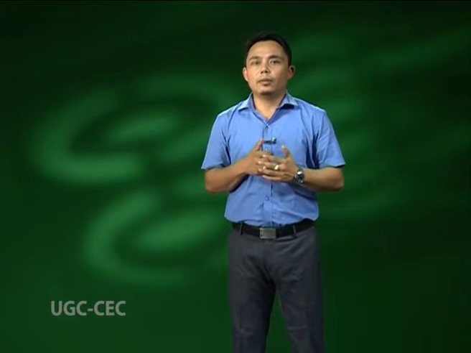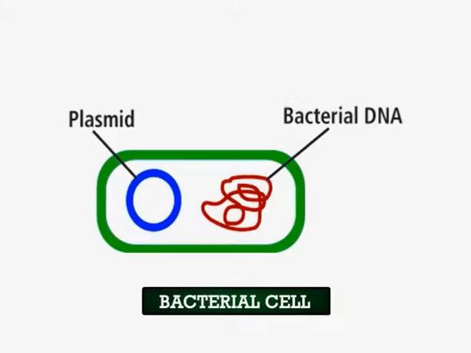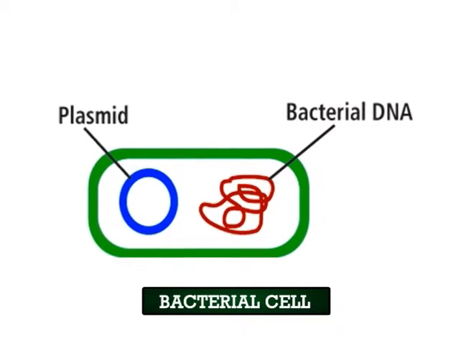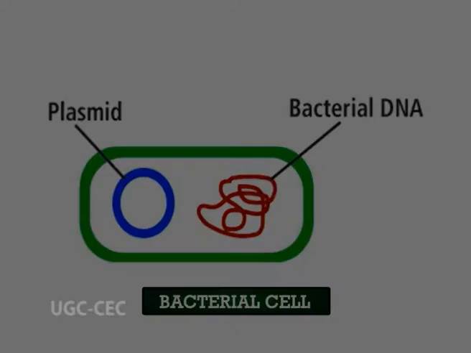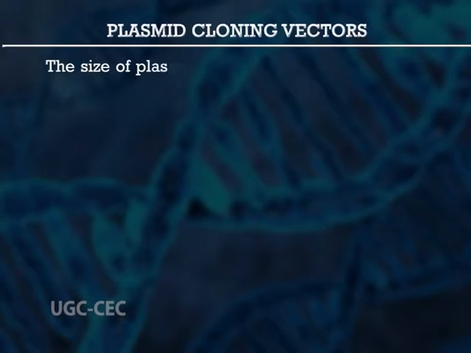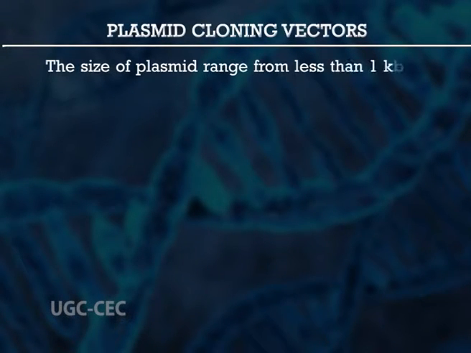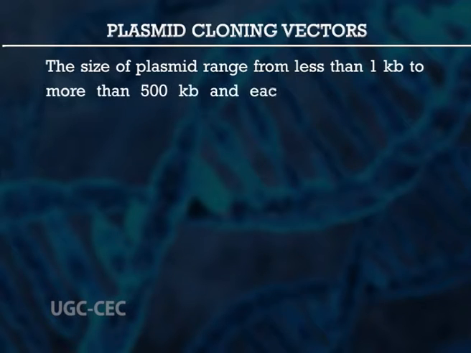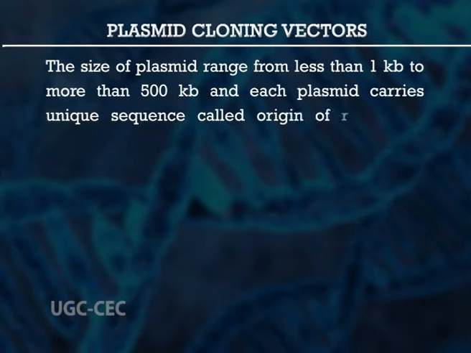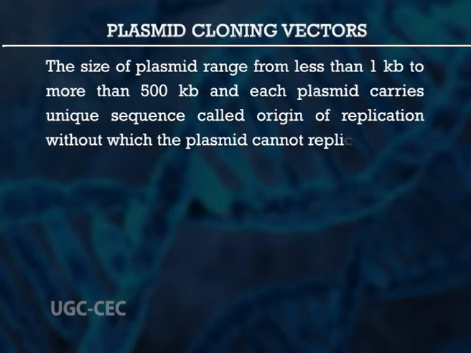Now we have plasmid cloning vectors. The plasmids are extrachromosomal, double-stranded, circular DNA molecules present in bacteria. The size of plasmids ranges from less than 1 kb to more than 500 kb, and each plasmid carries a unique sequence called the origin of replication, without which the plasmid cannot replicate in the host cell.